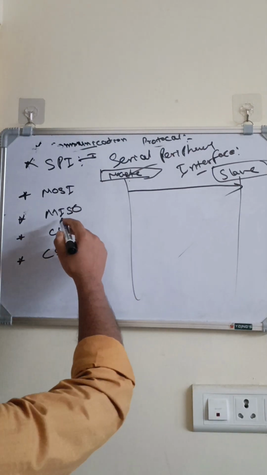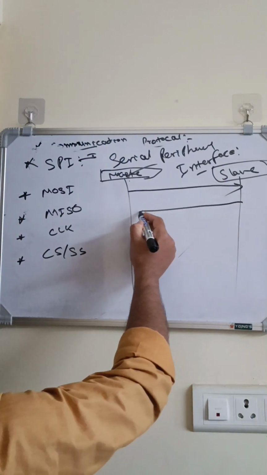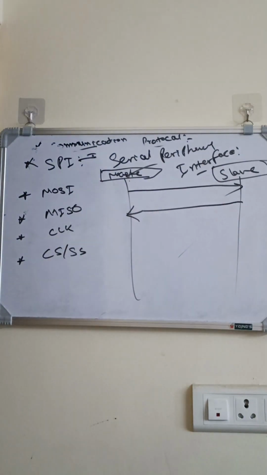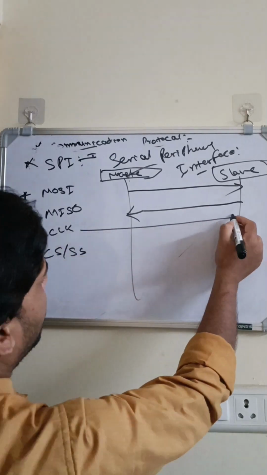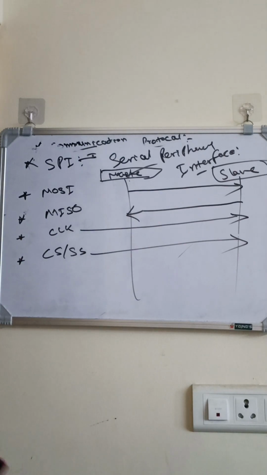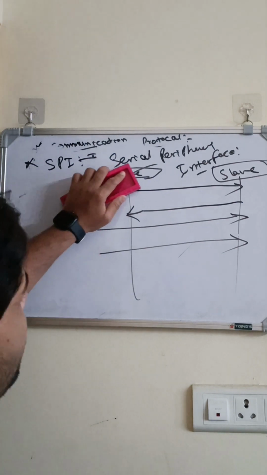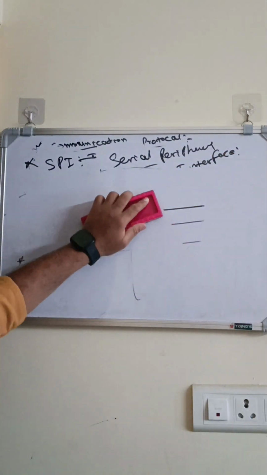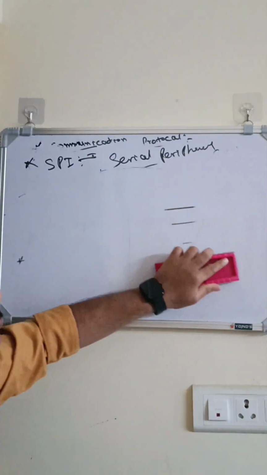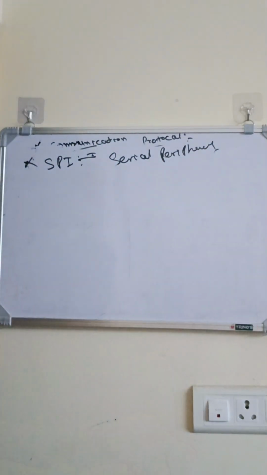Coming to the MISO, master in slave out. So slave is out, master is in. Master in slave out. This is the serial clock and this is the chip select. It always goes to the slave. So this is known as the SPI, Serial Peripheral Interface. Where is it used? It is used in LCD, LED, memory chips. That is the application of SPI.